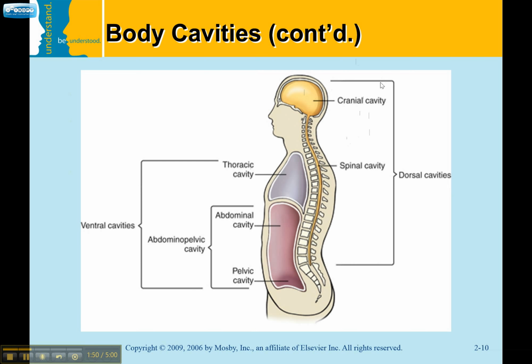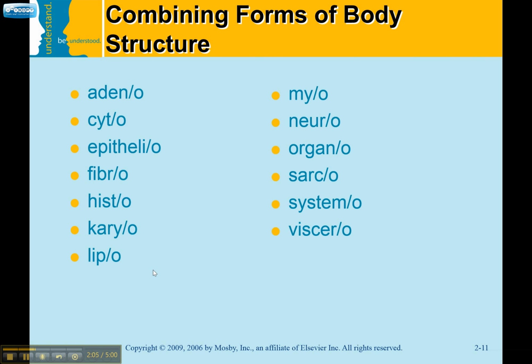So if you notice, you have several cavities in one category, dorsal. You have the thoracic cavity, abdominal and pelvic cavity. These two combine the abdominopelvic cavity, and then all three of these are called the ventral cavities.